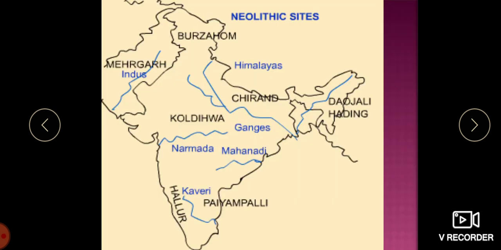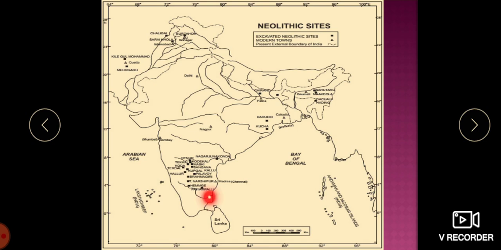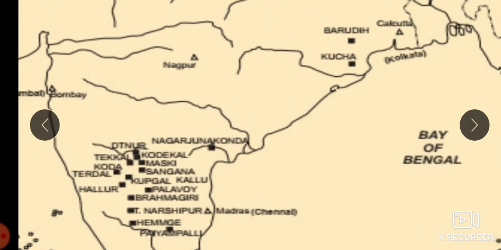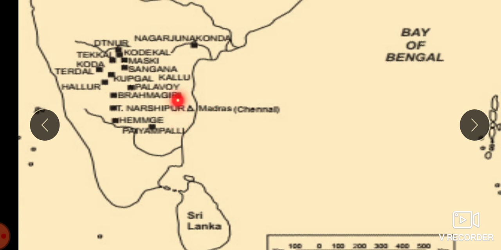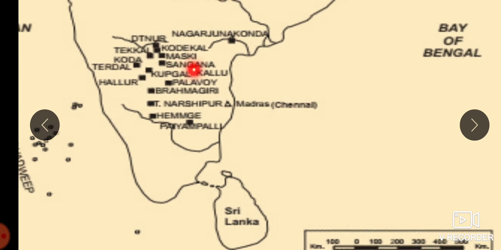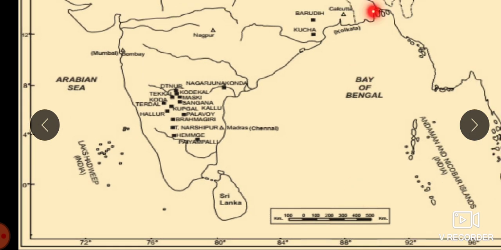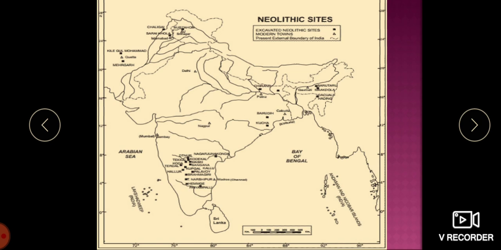So now children, we can see it, all these: Burzahom, Mehrgarh, Chirand, Kodekal, Hallur, Paiyampalli, Daojali Hading, all these are of the Neolithic period. So next we will move on to these, which are all the Neolithic sites in Karnataka, what I told you now: T. Narsipura, Hemmige, Brahmagiri, Kupgal, Sanganakallu, Maski. All these are the places where we can find the Neolithic sites.